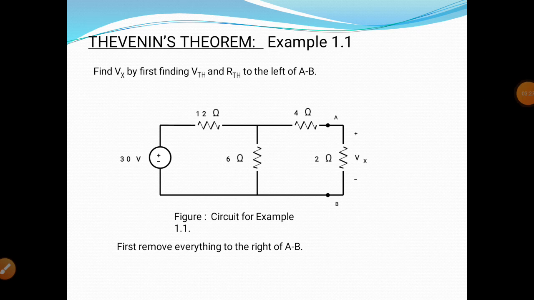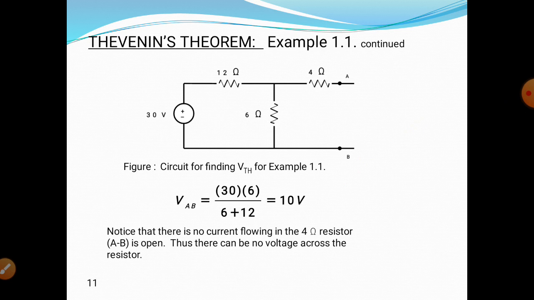Okay, this is the problem on Thevenin's theorem. First we have to find the value of Vx, and to find the value of V Thevenin and R Thevenin to the left of the A and B terminals, first remove the load resistance. In this given circuit we take the load as the 2 ohm resistor, so first remove the 2 ohm resistance. This is the first circuit of the given problem, where we remove the load resistance RL.